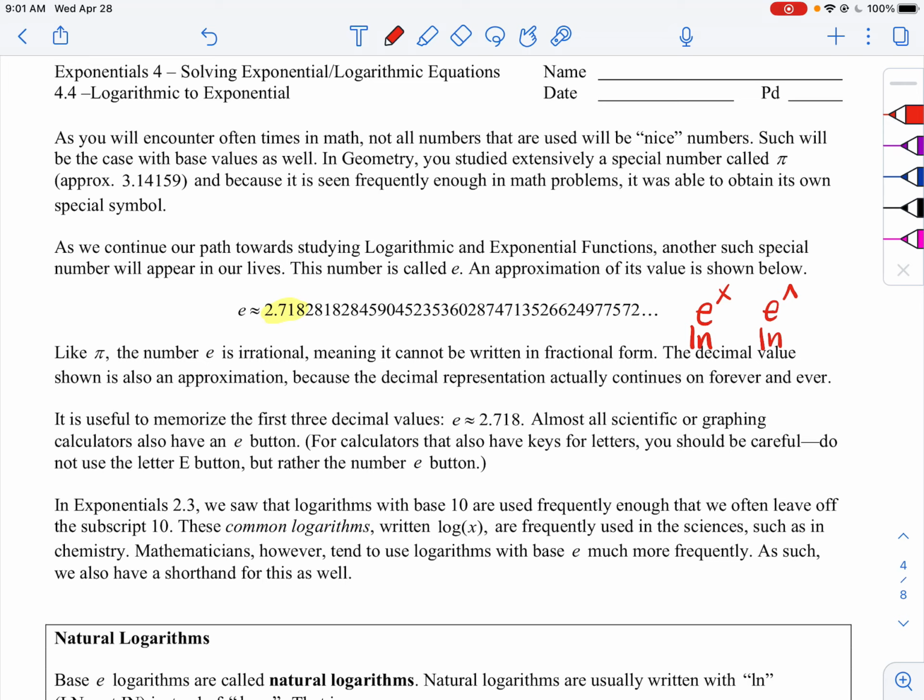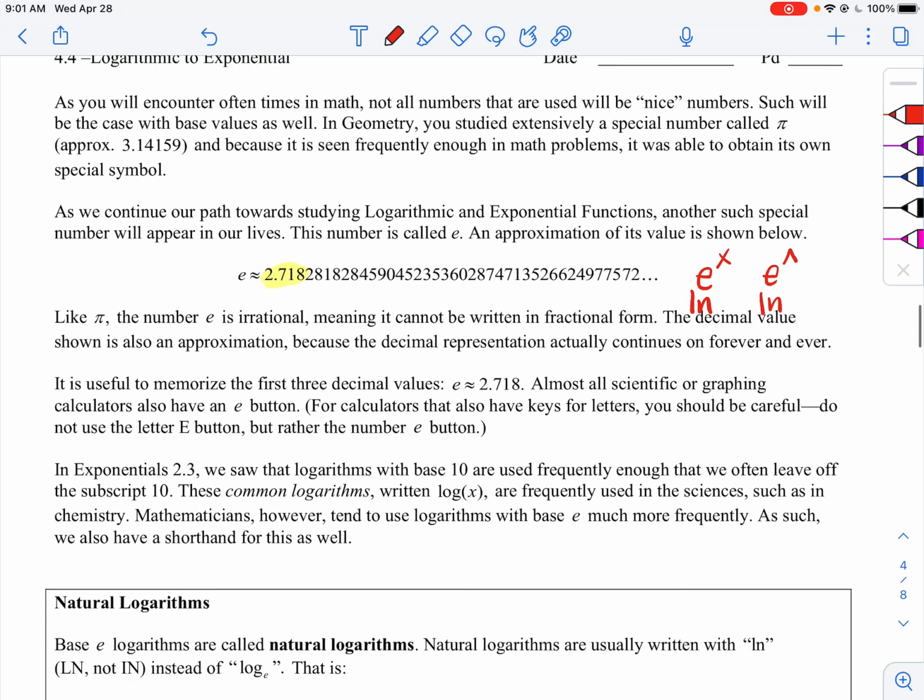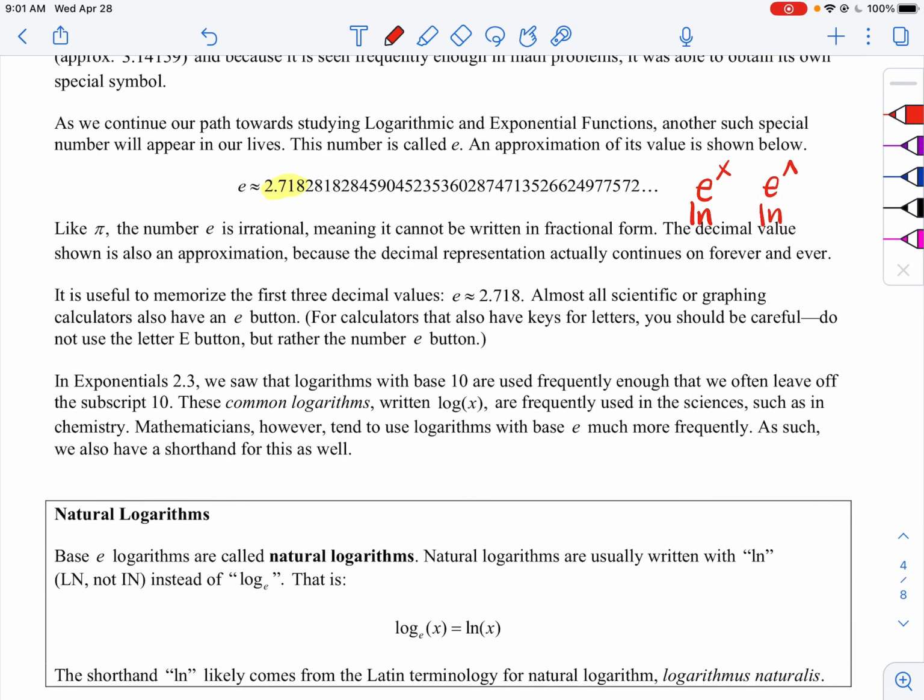Like pi, the number e is irrational, meaning it cannot be written in fractional form. The decimal value shown is also an approximation because the decimal representation actually continues on forever. It is useful to memorize the first three decimal values. Almost all scientific or graphing calculators also have an e button. For calculators that also have keys for letters, like the graphing calculators, you need to be careful not to use the letter E button, but rather the number e button.